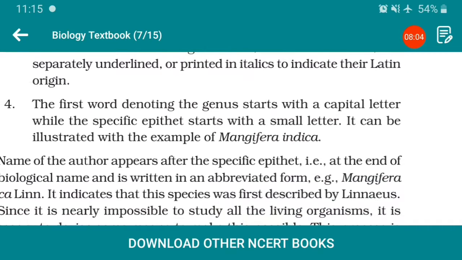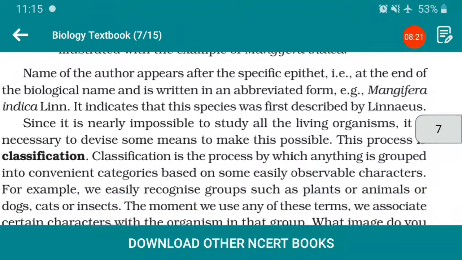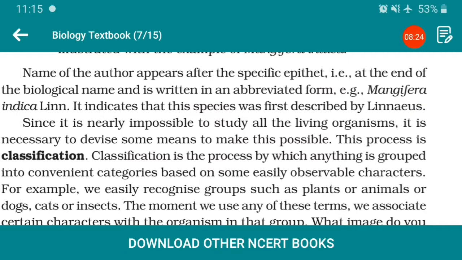Fourth, the first word denoting the genus starts with a capital letter, while the species epithet starts with a small letter. It can be illustrated with the example Mangifera indica, or Homo sapiens. The name of the author appears after the specific epithet at the end of the biological name and is written in abbreviated form, that is Mangifera indica Linn, indicating that the species was described by Linnaeus. So Linn, L-I-N-N, indicates that it was described by Carl Linnaeus.